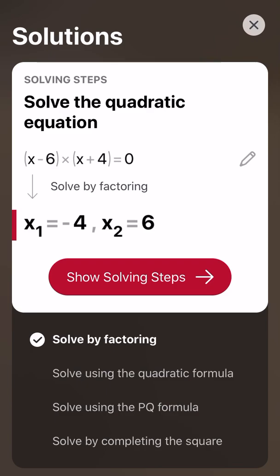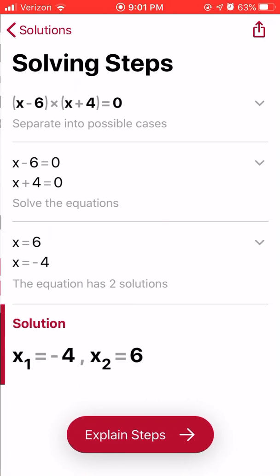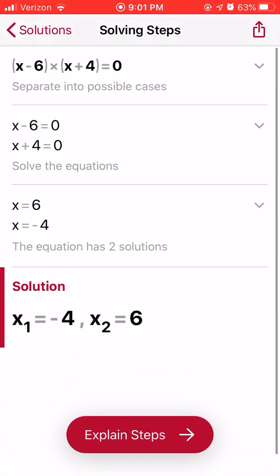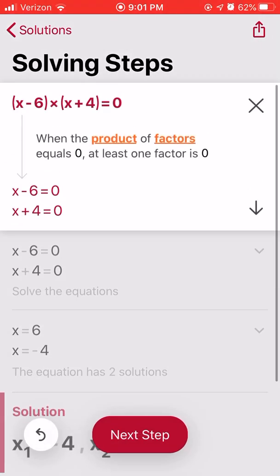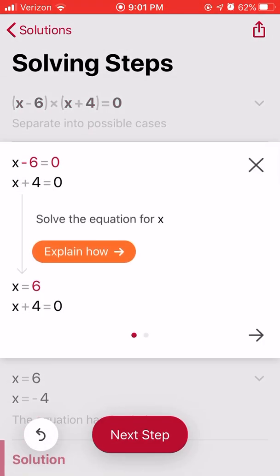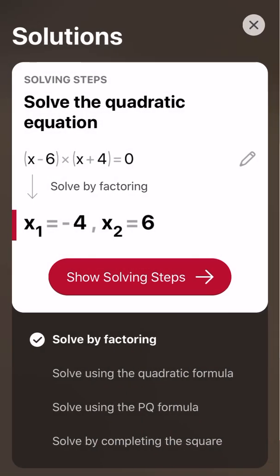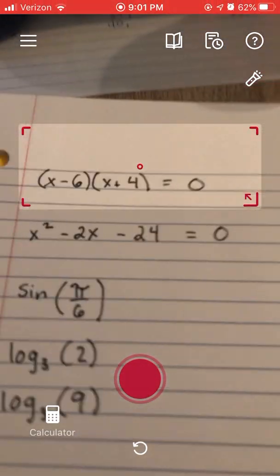To get this to equal 0, one of these terms has to equal 0. So that's obviously going to be x equals 6 or x equals -4. If you wanted the steps, it shows it to you, so that's pretty much what I just said. And it also will explain it to you if you don't get it. So let's try one that's a little bit harder.